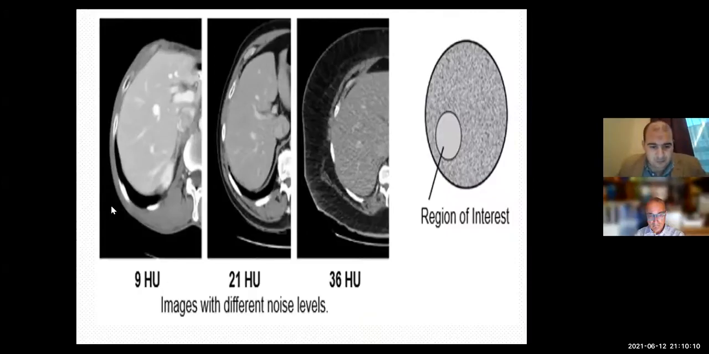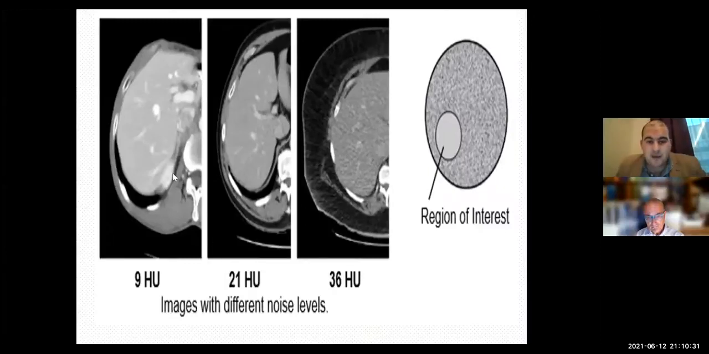So now this standard deviation value is 9 Hounsfield units, which is higher in the second image, and higher in the third image. That means increasing noise because this patient is very fat. As you see here is the fat thickness. So for this patient you have to increase the milliampere to reduce the noise.